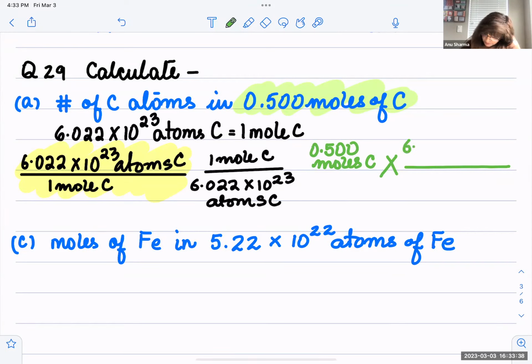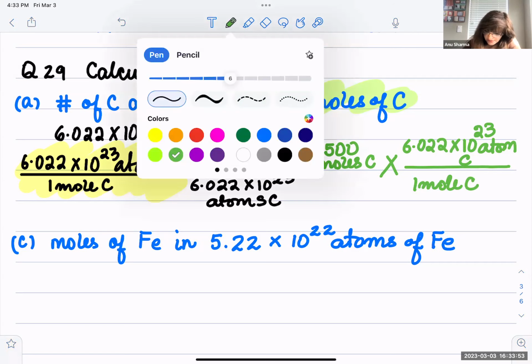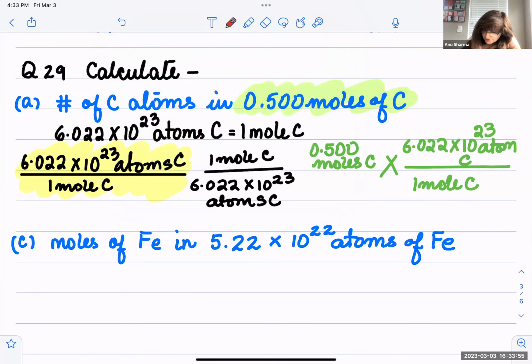So use this number here: 6.022 into 10 to the power 23 atoms of carbon over 1 mole of carbon. So you see the moles and the moles diagonally, they cancel out, and you're just left with the atoms of carbon. Now, how are you going to solve this?